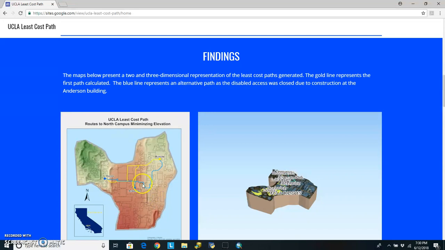South Campus was excluded as its elevation is fairly level. Bunch Hall was chosen as the destination building as it is the home of the geography department.